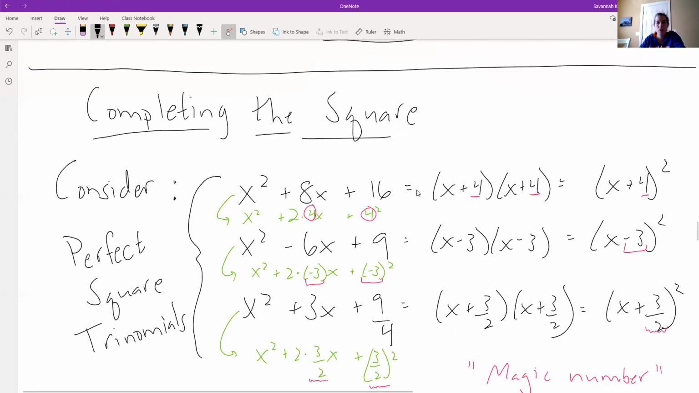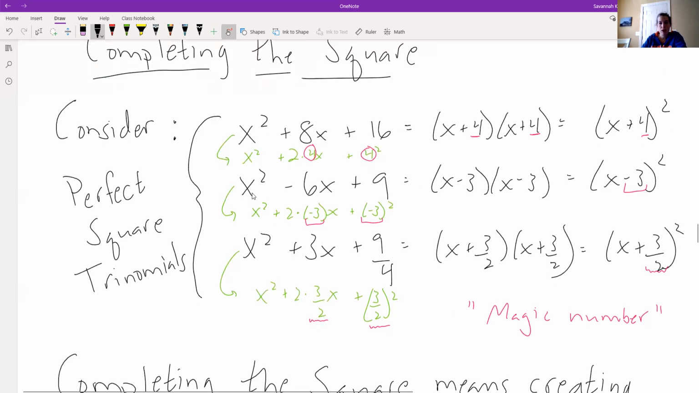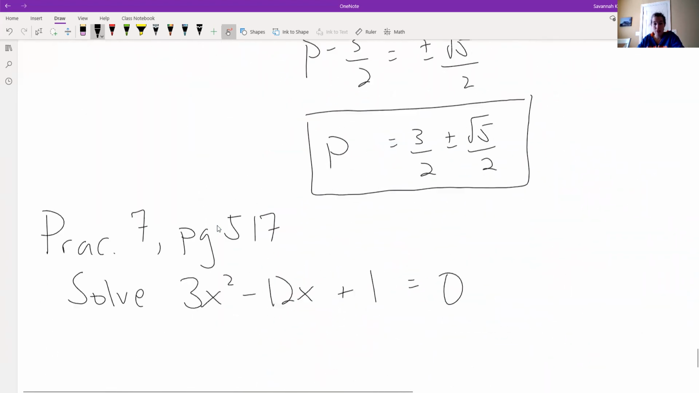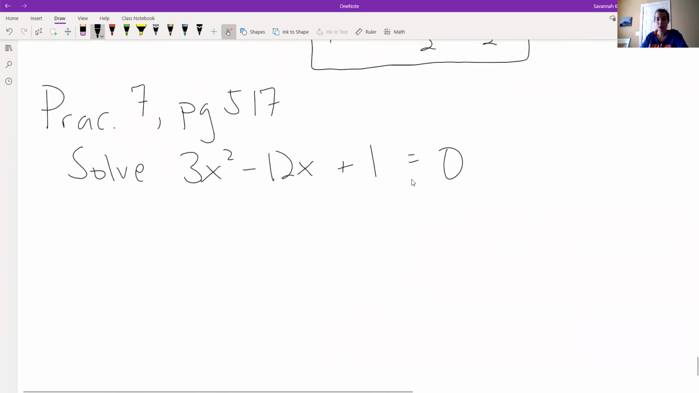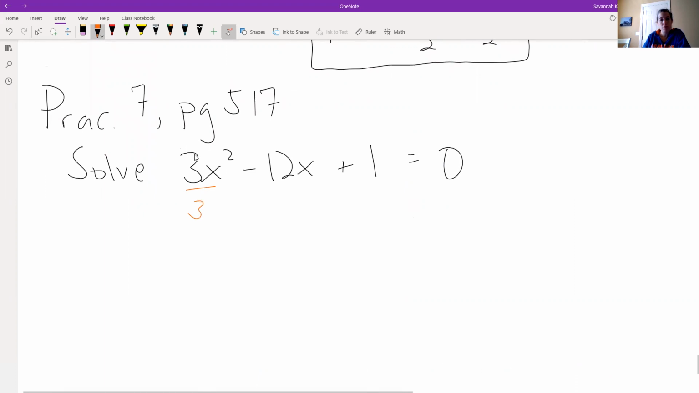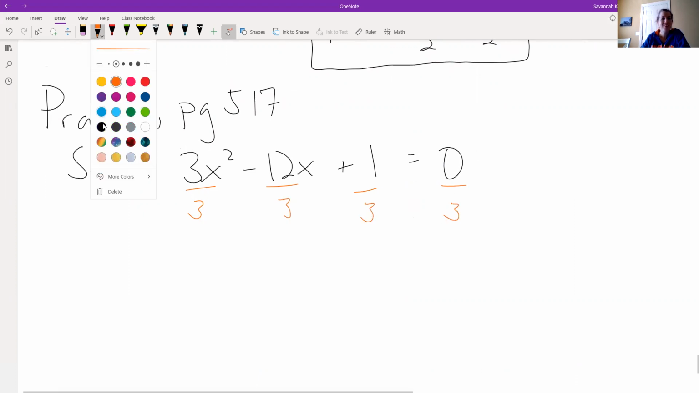Look at all the examples here. X squared, x squared, x squared. There's not a 2x squared, a 3x squared, a 5x squared, nothing like that. So if we see that happening, the first thing, unfortunately, we need to do is divide everything by whatever is preventing the x squared from being next to a 1. So we need to divide by 3 to both sides.